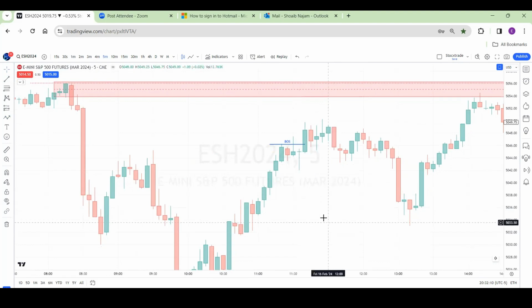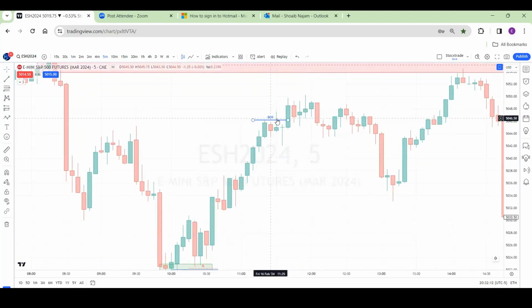Which candle is closing up? This candle is closing above this structure, okay? So where is the push coming? The push is coming from the last man standing. The last man standing is here. And if you see how many candles? 1, 2, 3, 4, 5. 5 candles in the same zone.